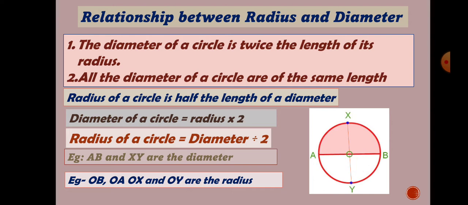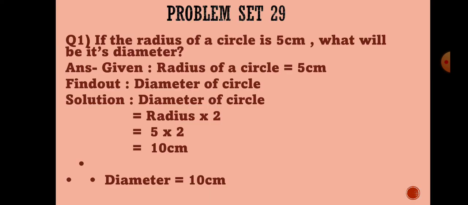Now students, moving ahead, take a new page and write problem set 29. So here students, the radius of a circle will be given to you. You have to find the diameter. So copy the first question. If the radius of a circle is 5 centimeter, what will be its diameter? So the answer is, next line, write answer.